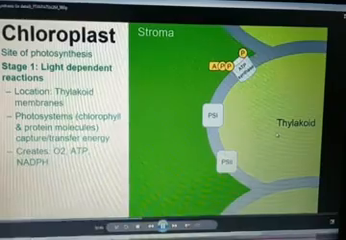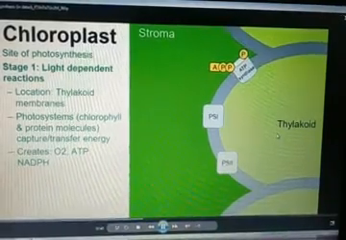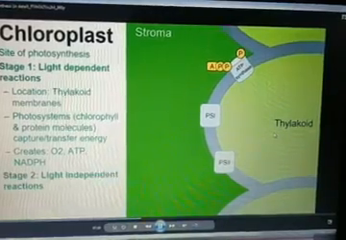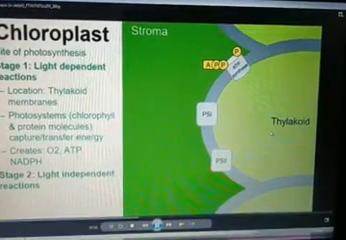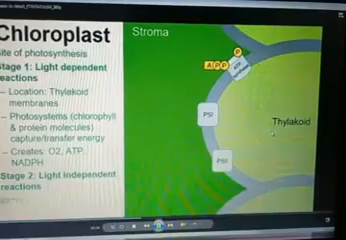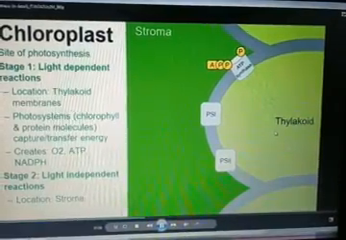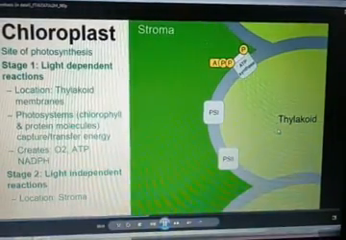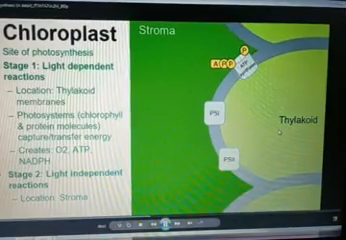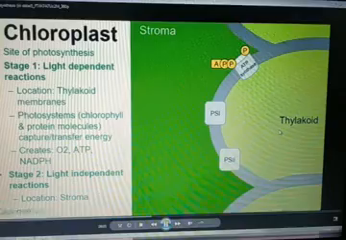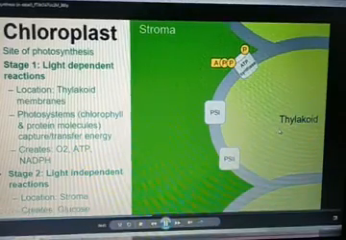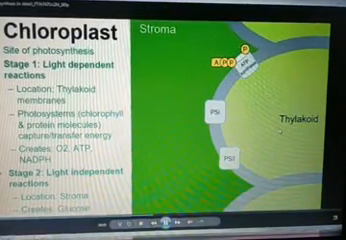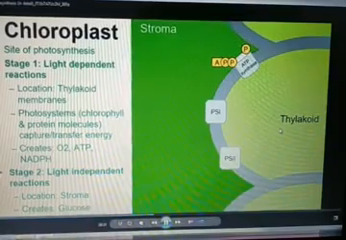We'll talk about them in detail very shortly. Then the second stage, stage 2, is the light-independent reaction. It takes place in the stroma, which is the matrix, or the fluid-like substance outside the thylakoids. And here glucose is formed. So let's talk about these two stages.